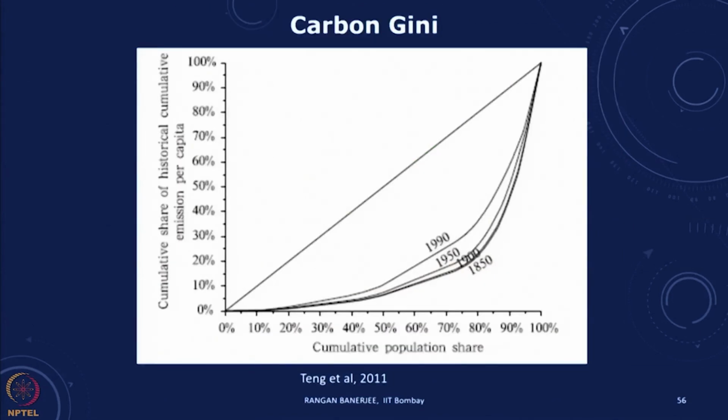And there are papers where the overall inequality in carbon has also been mapped, and this is called the carbon Gini. In this paper by Tang et al., they have taken not just a particular year, but the cumulative share of the historical emissions, and you can see very clearly that the emission trajectory is such that it's the richest 10-15% which has been contributing a significant proportion of the cumulative CO2 emissions.